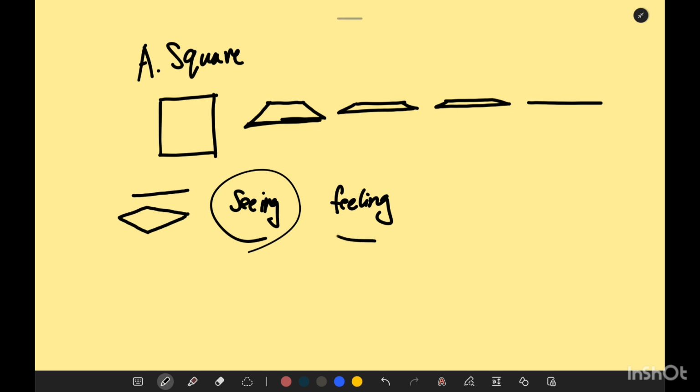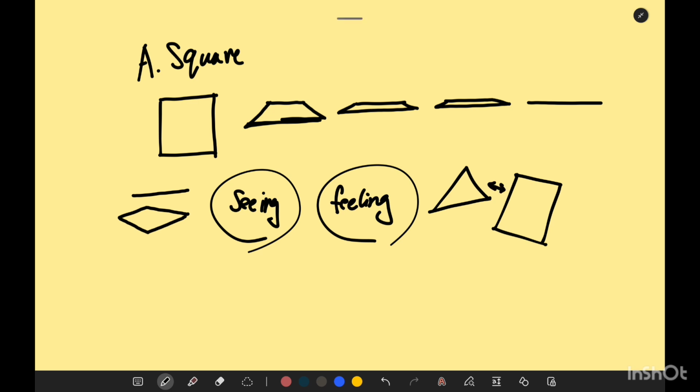And then feeling means that it's literally different shapes, like a triangle and maybe a square, and they come in contact with each other physically, and then try to figure out the angles and sides, and try to identify, oh, this is Mr. Square, oh, this is Mr. Triangle, and all that.